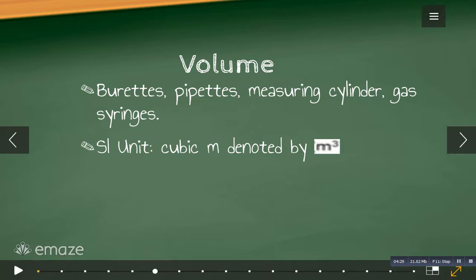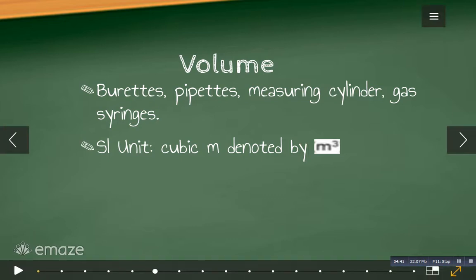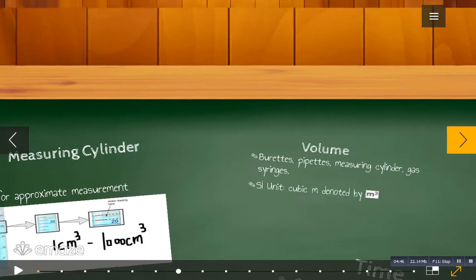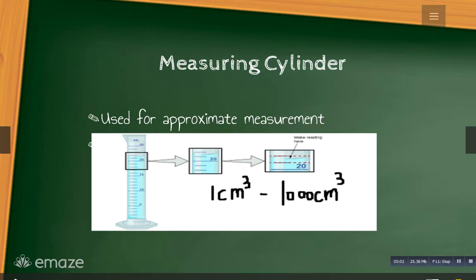Moving on. Measuring cylinder. Well, a measuring cylinder is used for approximate measurement. It can measure from 1 centimeter cube up to 1000 centimeter cube. Now, how to take a reading? You can see that when you see a liquid inside a measuring cylinder, the top of it is not flat, rather it is curved just like this. You can see this, it is a zoomed view, so it is curved. What is this called? Well, this is called the meniscus, right?